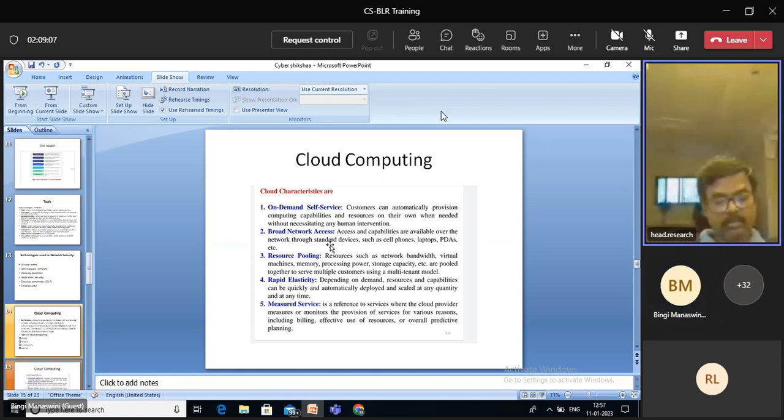And about rapid elasticity, based upon the demand, we can use the computing services. When we need more computing, we can expand, or if we need very less computing services, we can minimize our services. And about measured services, we need to pay as per our use.